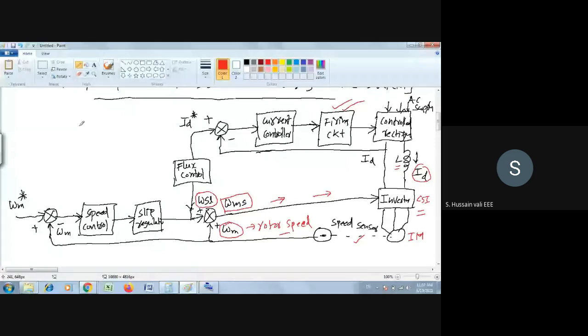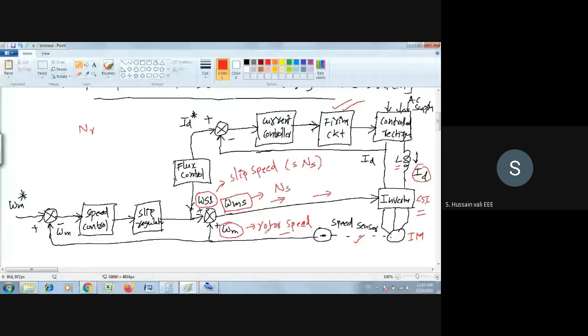Now what is this omega SL? Omega SL is nothing but the slip speed. Slip speed in the sense I will tell you S into NS. S into NS you can call it as slip speed. Now what is this omega MS? It is synchronous speed NS. We'll check now whether it is correct or not.